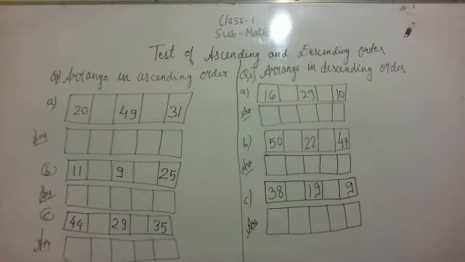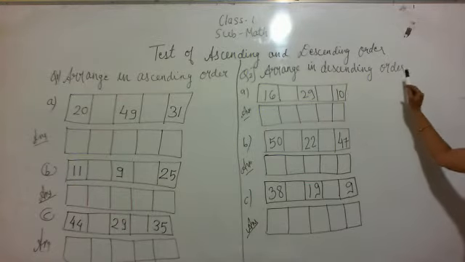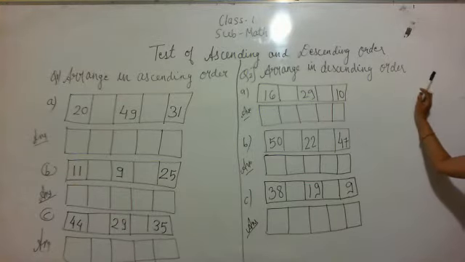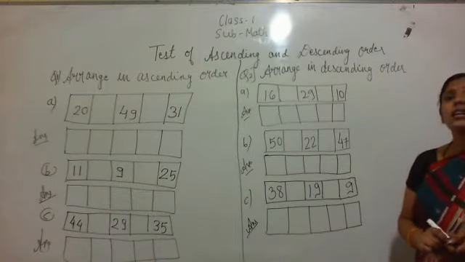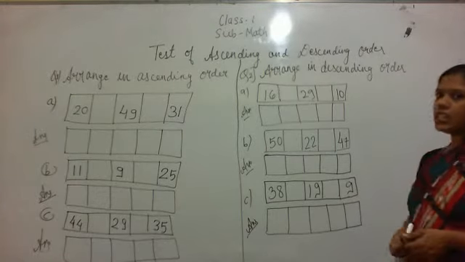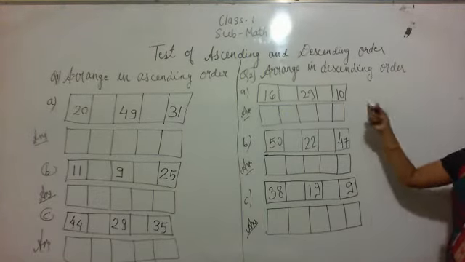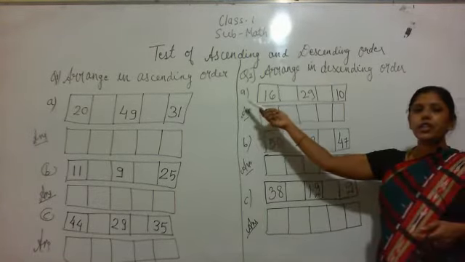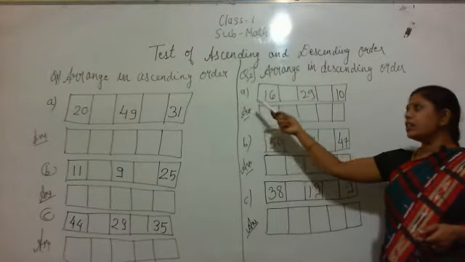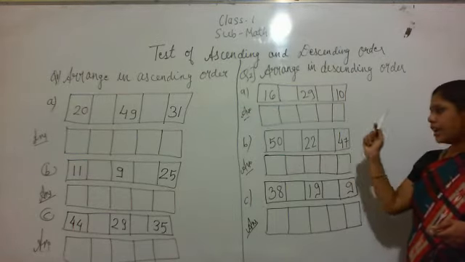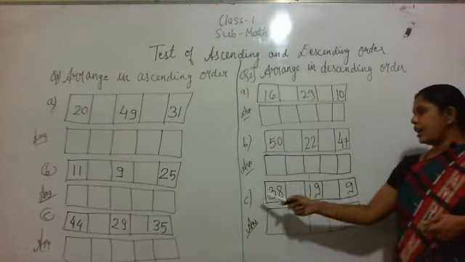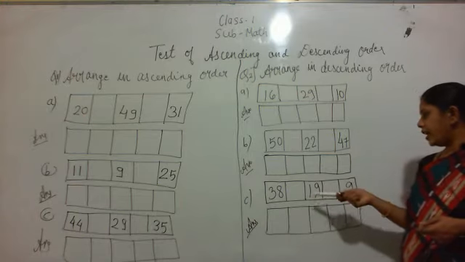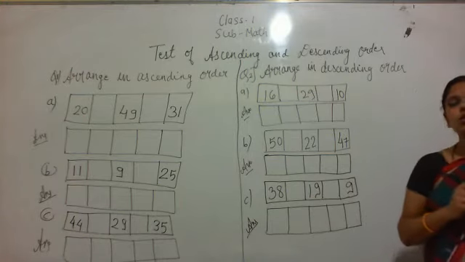So in question number 2, you have to arrange the numbers in descending order. You have to arrange the given numbers in descending order. The numbers at A is 16, 29 and 10, B 50, 22 and 47, and C 38, 19 and 9.